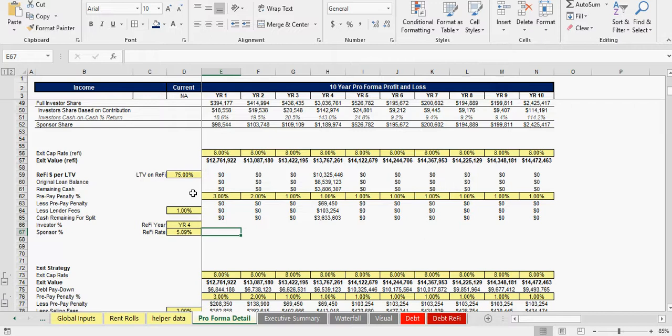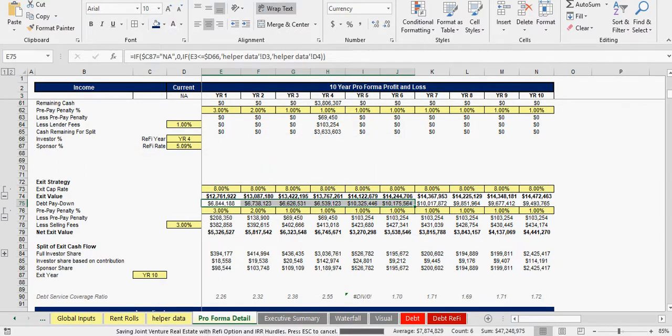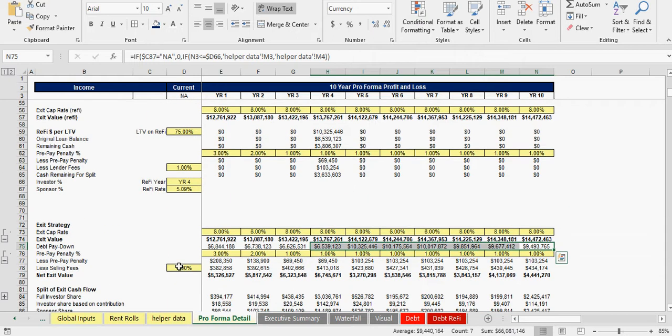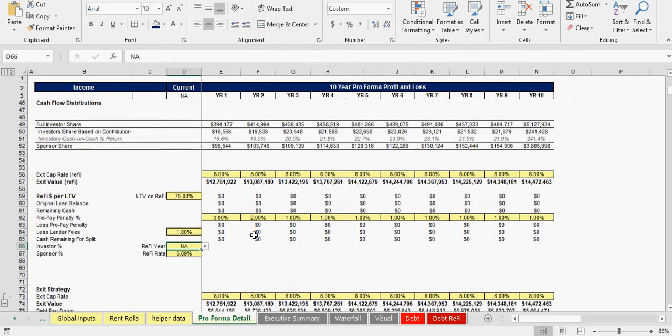Okay, so pro forma. We talked about the refinance loan. Now we've got exit strategy, so you can do your exit cap rate, the exit value, your debt pay down. So this is paying off the balance of the refinance loan or the original. If you don't refinance, it'll just go to the original. For example, you can just put refinance year here. You could do NA, and there was no refinance, and now you're just on the main loan the whole time.